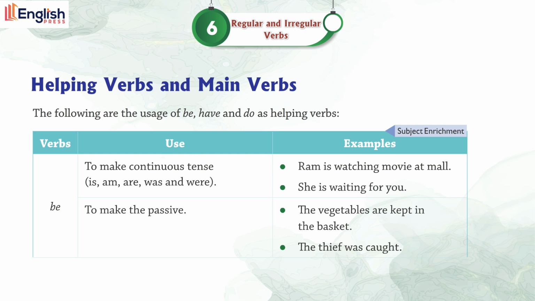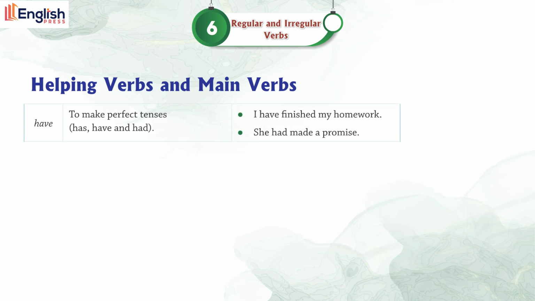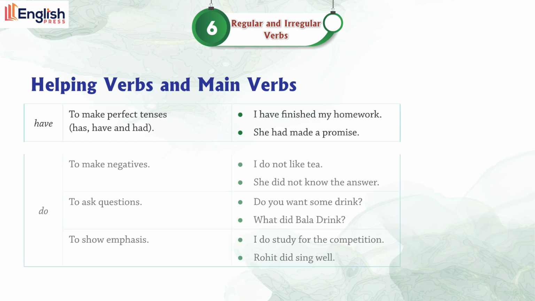Be to make the passive. The vegetables are kept in the basket. The thief was caught. Verbs have, use to make perfect tenses. Has, have, or had. Examples: I have finished my homework. She had made a promise.